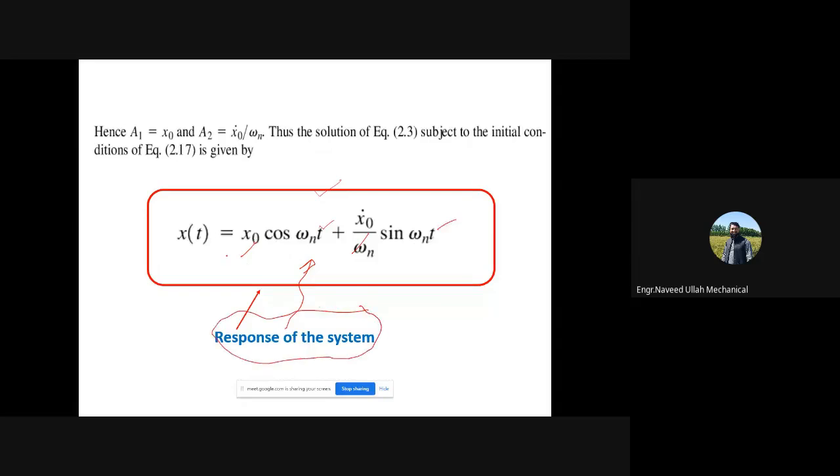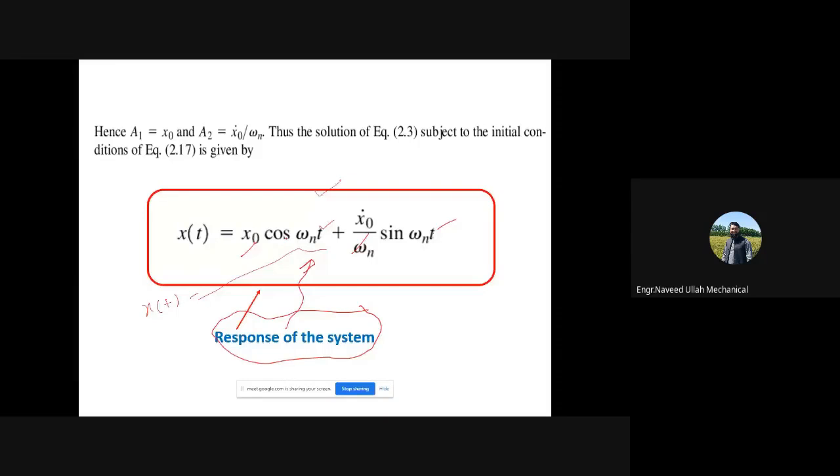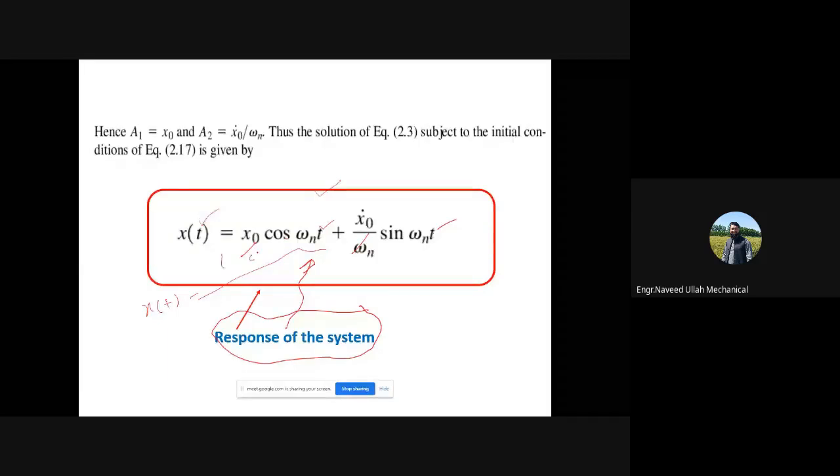So this is the response. What does response mean? Now you have x of t having this formula. In this formula, if you put different times, you can find out various values of x. For example, at time t equal to 0 you have x naught, at time t equal to 1 second you have x1, x2, t1, t2, etc. So you can plot that.